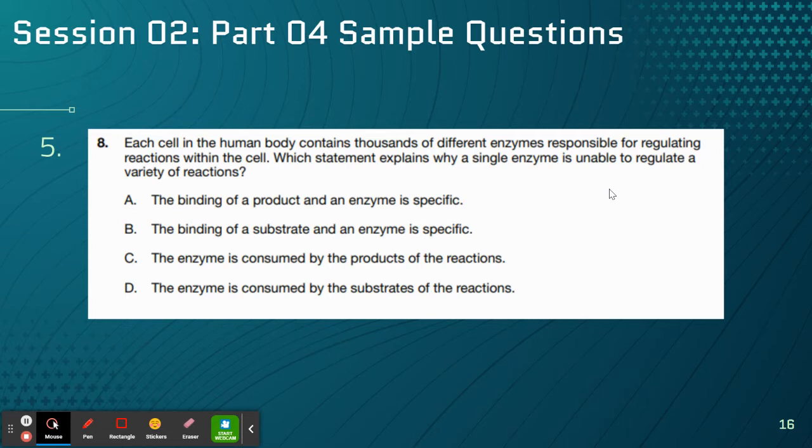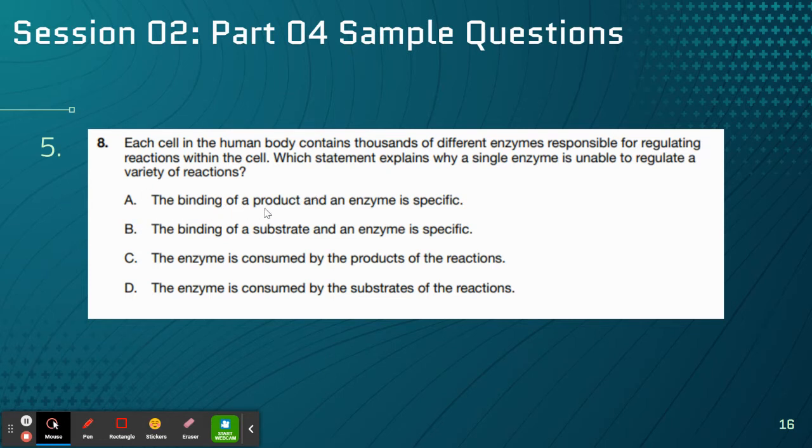So this question is asking us why you can't have one enzyme in charge of a whole bunch of reactions. That's the question. Lots of words here trying to confuse us, but at the end of the day, the question says, why can't one enzyme regulate a variety of reactions? Think about your house keys. Why can't my house key open a whole bunch of houses on my block?